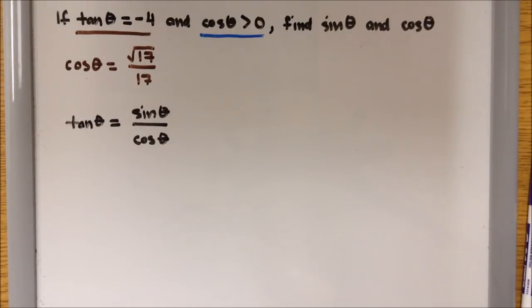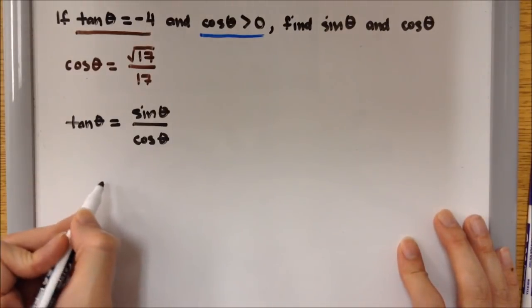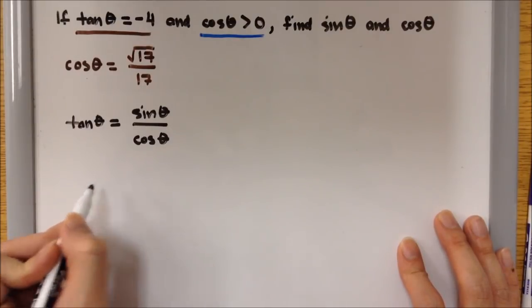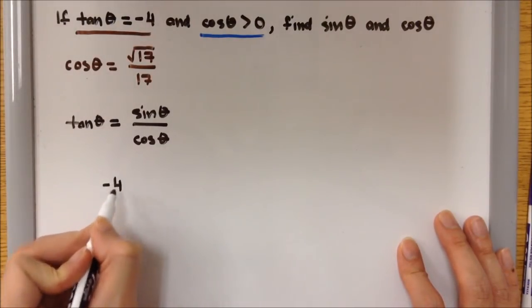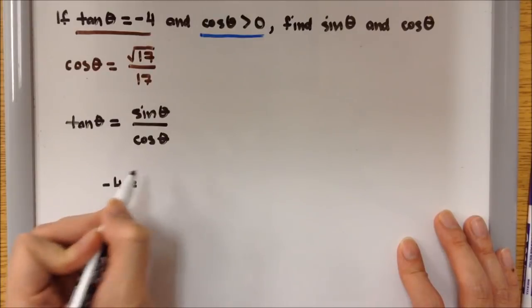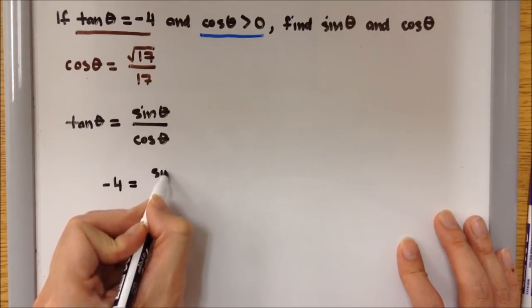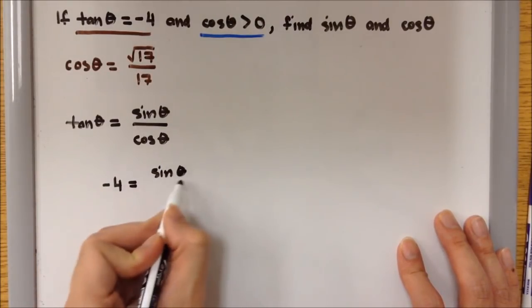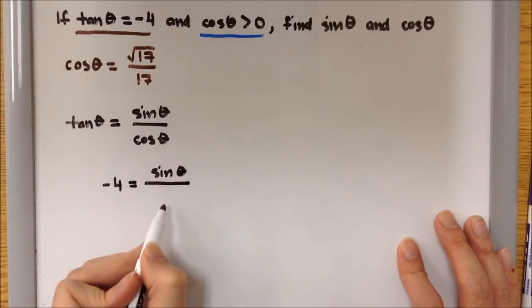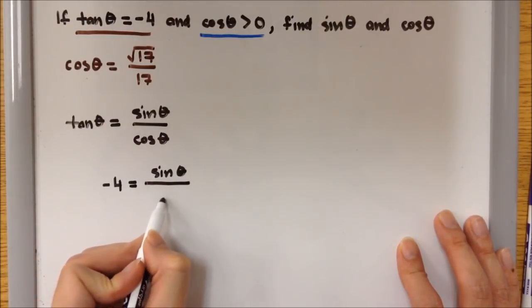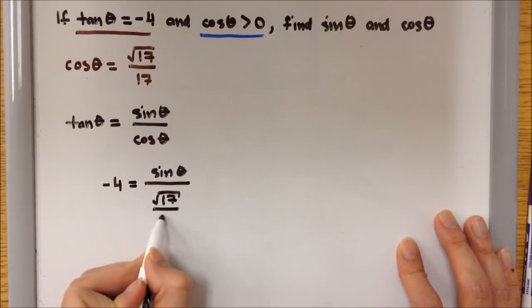And since we know the value of tangent and the value of cosine, all we do is plug it in. So tangent theta will be -4, equal, we don't know sine, so it stays the same, so sine theta over the value of cosine theta, which is square root of 17 over 17.